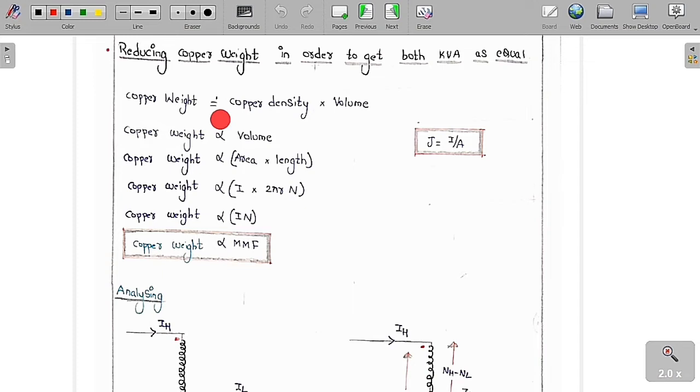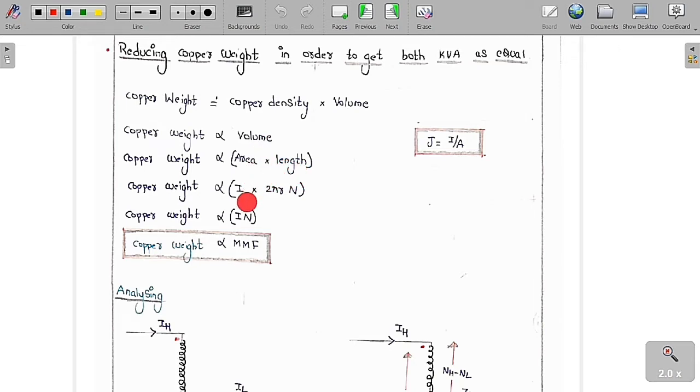See, the copper weight is nothing but density into volume, because density is equal to mass by volume, so mass is equal to density into volume. So copper weight is equal to copper density into volume. So copper weight is directly proportional to volume. Volume is nothing but area into length. So what is the value of length?